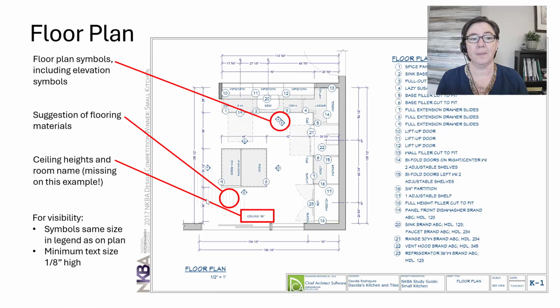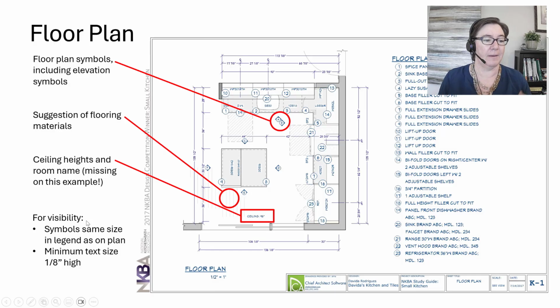Okay. You are also on this floor plan going to include the ceiling heights and room names of any room shown in your drawing. So if there's more than one, like a kitchen and a dining room, show them both. All right. This example is missing the room name, but it does show the ceiling. And notice that it is measured in inches, as everything is in NKBA.